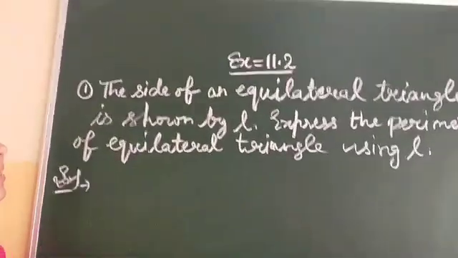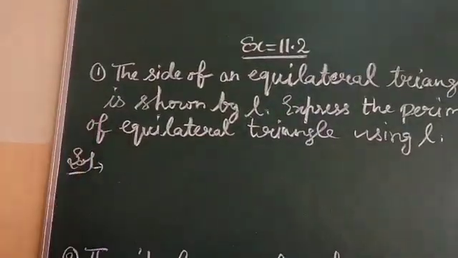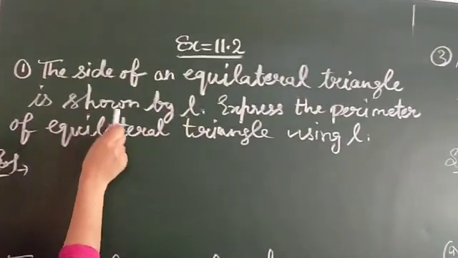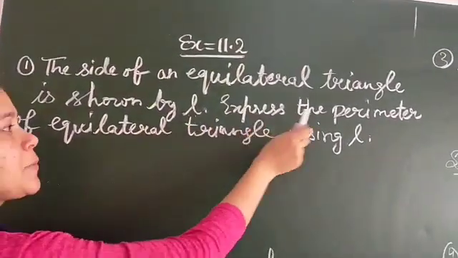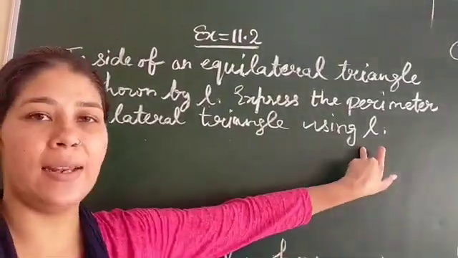Good morning, 6th class. We are starting exercise 11.2. First question is, the side of an equilateral triangle is shown by L. Express the perimeter of the equilateral triangle using L.